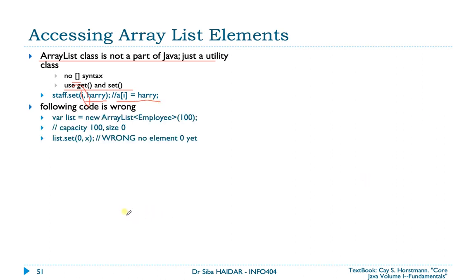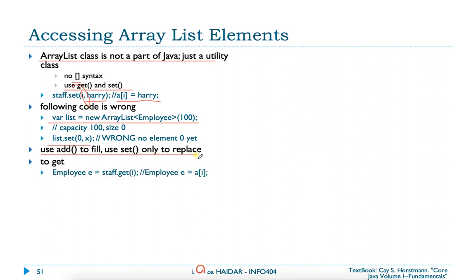The following code is wrong. Why? If you declare a list, new ArrayList of Employee of 100, and then list.set at the index 0, you put x, which is a certain variable of type Employee. This is wrong because until now the capacity is 100 but the size is 0. You didn't add any element and you are trying to set. So this is very wrong. There is no element yet at the index 0. So a rule of thumb, you have to use add to fill and set only to replace.